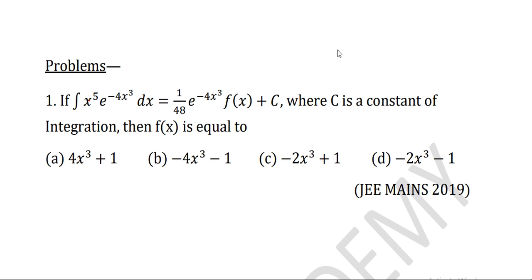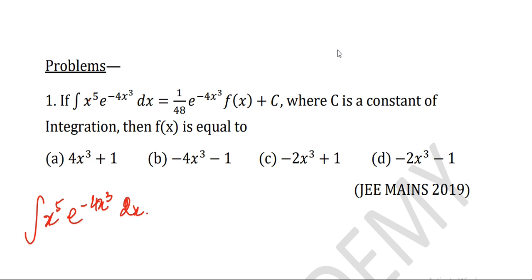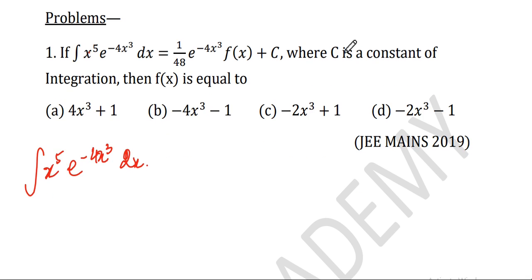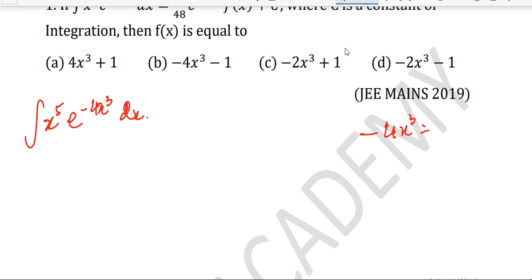So the function is, let us write down the function. The function is integration x to the power 5 into e to the power minus 4x cube dx. So let's see how to integrate this one. Obviously we can get some idea that we have to use the integration by parts rule. So let's see. Now this is e to the power minus 4x cube dx. So let's take minus 4x cube as t.